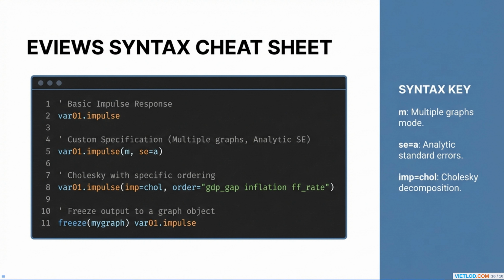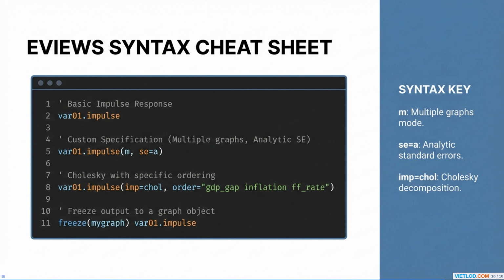Here are some handy EViews commands for running impulse response functions more efficiently. The most basic command is simply var01.impulse to generate the default impulse responses. You can add options in parentheses for custom specifications. For example, var01.impulse(m, se=a) specifies multiple graphs mode indicated by m and requests analytic standard errors using se equals a.